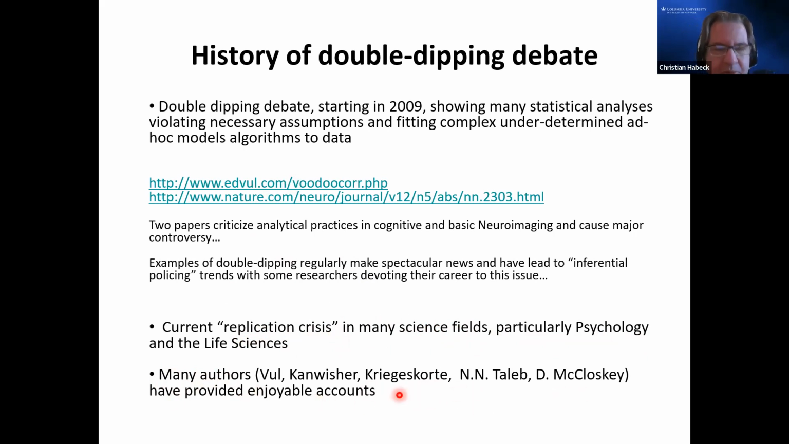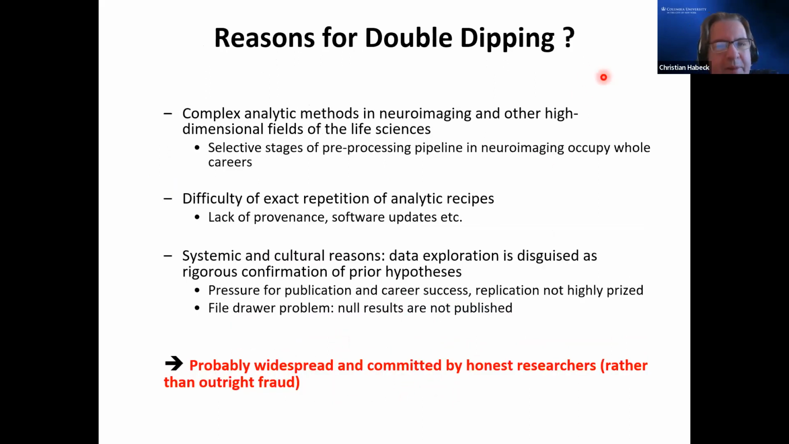Some of them I've mentioned already before. They've given enjoyable accounts, right? So what's the reason for double dipping or overfitting, or coming up with results that won't replicate? Neuroimaging in particular, my discipline, is extremely complex, right? It has a lot of pre-processing that has to be done, in selective stages. These stages make up whole careers of expertise. There are people who just focus on motion correction, for instance, or slice timing correction. Then there's the difficulty of exact repetition of analytic recipes, and lack of provenance, software updates, and so on.